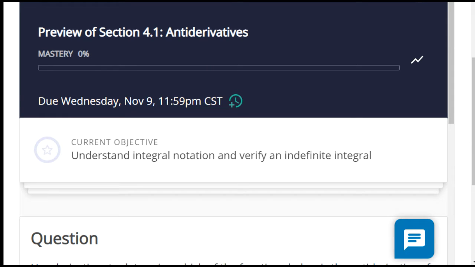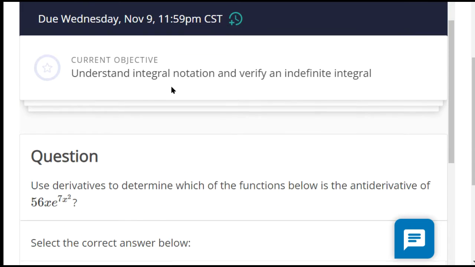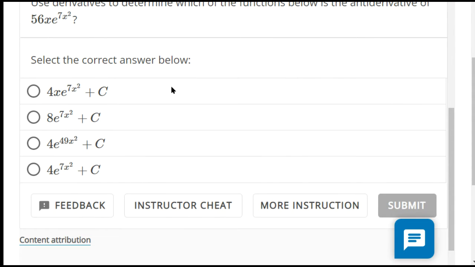Okay, well, it's been a while since I've been on here doing any assignments, so I'll see if I can reconstitute that habit, starting with this section. Okay.